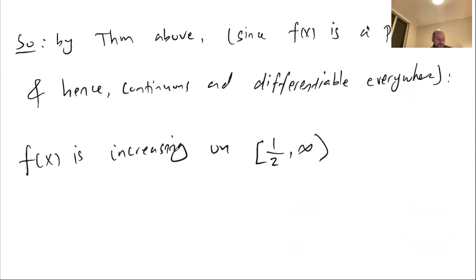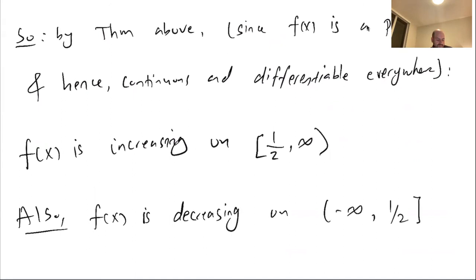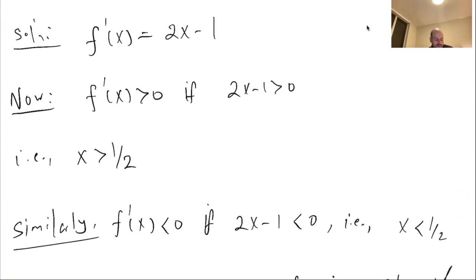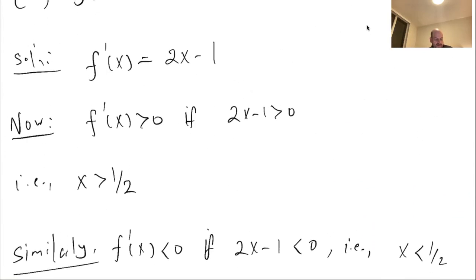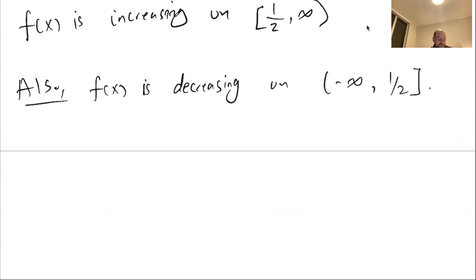So by the theorem above, f of x is decreasing on minus infinity to 1/2. f prime positive for x bigger than 1/2, so increasing for 1/2 to infinity. f prime negative for x less than 1/2, so decreasing for minus infinity to 1/2. Now part B, f of x equals x cubed.